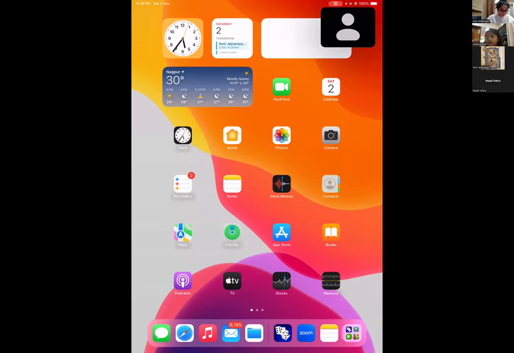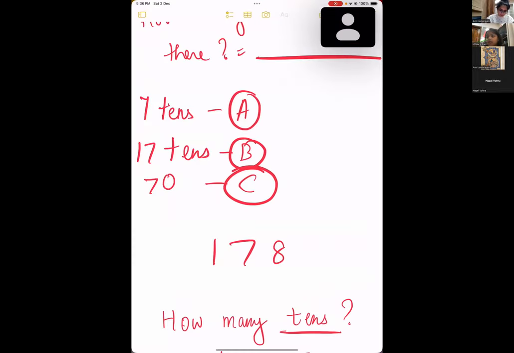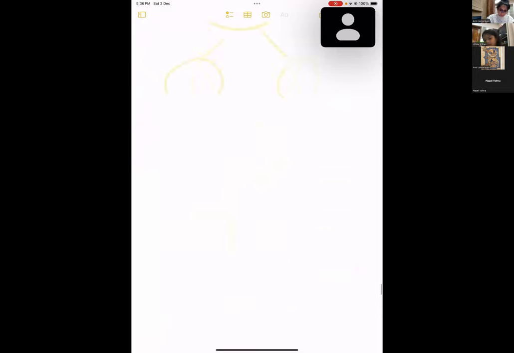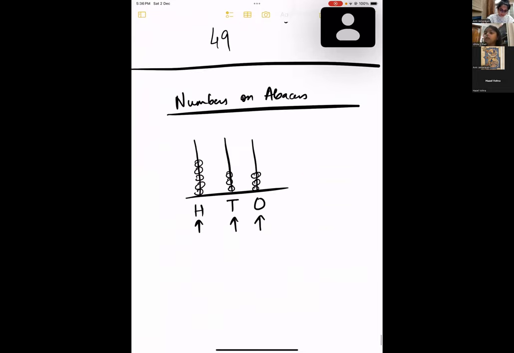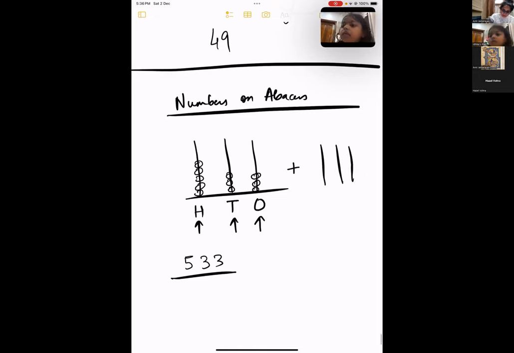Okay, yes, Samira, it is 533. How about the other children here? Can you tell me which number it is? 533. Yes, it is 533. So this is 533. Now, if I add another number, but it is again in abacus form, can you tell me the final answer?